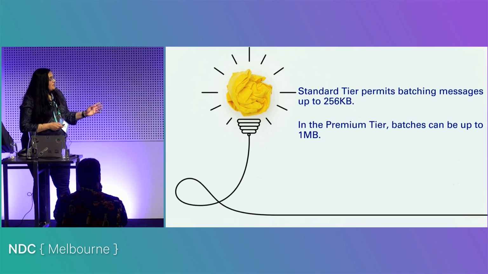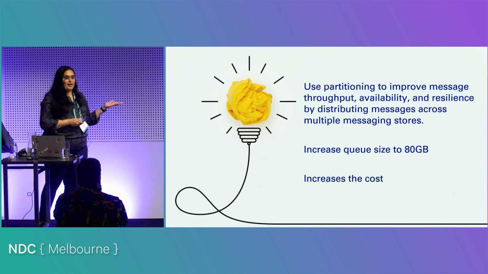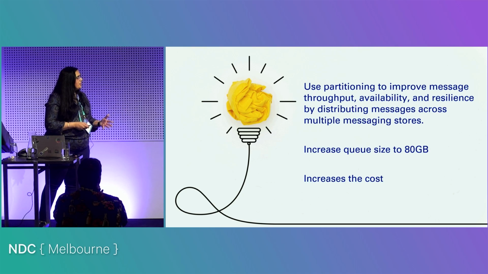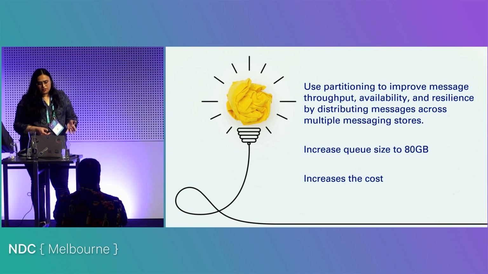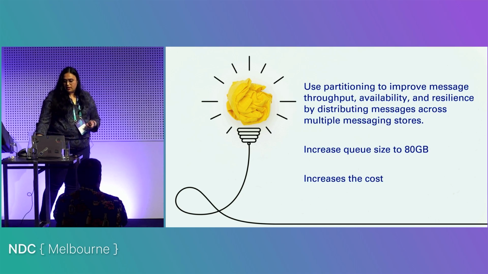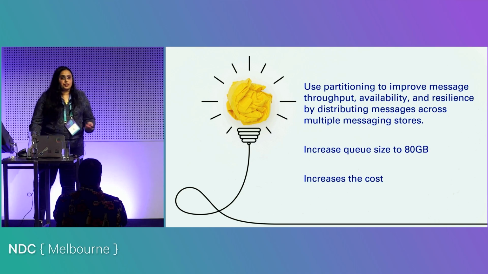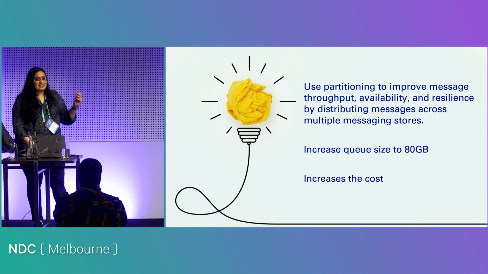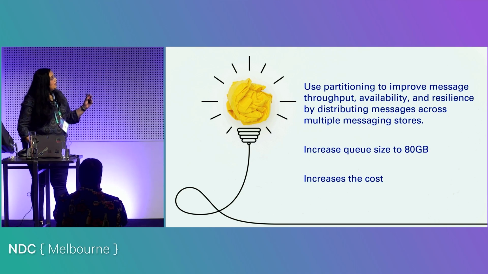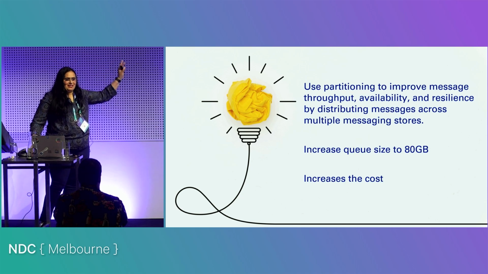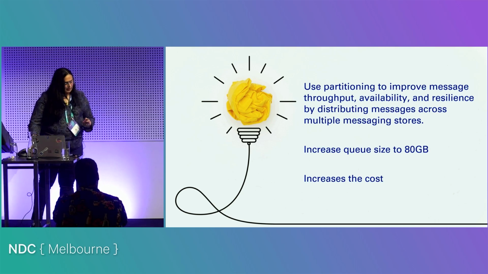So talking about the queue size again, you can increase it up to 80 gigabytes if you use partitioning, which is like an advanced topic in Azure Service Bus. But it comes with a cost because you are looking at the quota of 10,000 entities per namespace if you're using partitioning. But it improves the message throughput, reliability, the resilience, the availability, all of that, because you are using something like a distributed queue architecture beneath the scenes here. So advanced topic, again, something for a later day, partitioning.